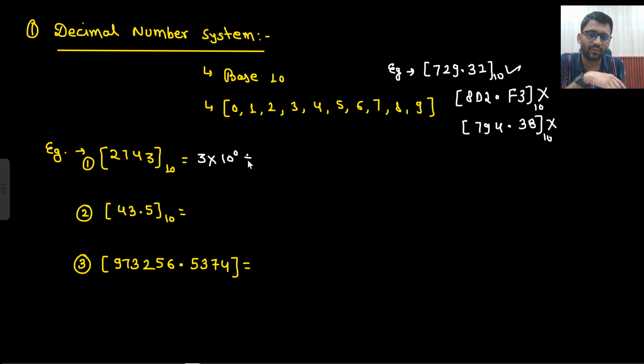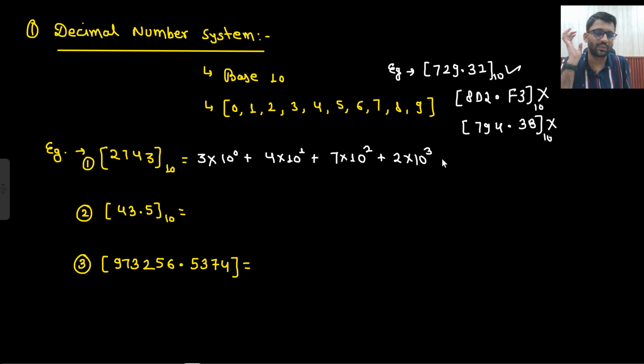10 to the power 0 plus 4 into place value of 10, that is 10 to the power 1. Sorry, place value of 4. 4 into place value of 4, 7 into place value of 7, that is 10 to the power 2, and 2 into place value of 2, that is 10 to the power 3. So I can write it in this manner. So basically it is 2000 plus 700 plus 40 plus 3. And if you do the calculation, you will get the same number.